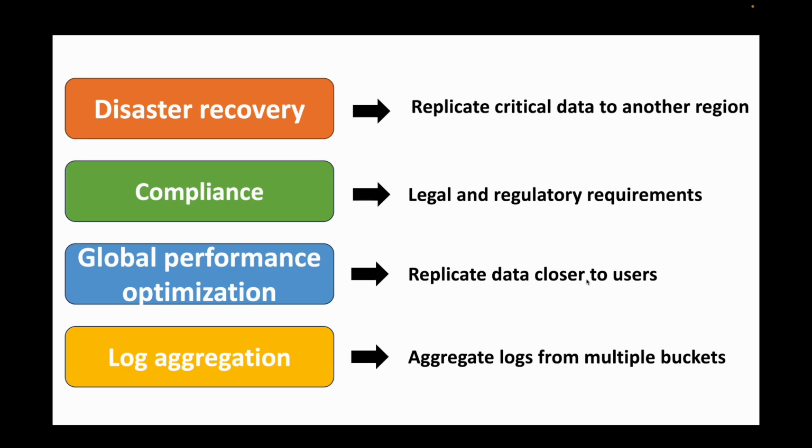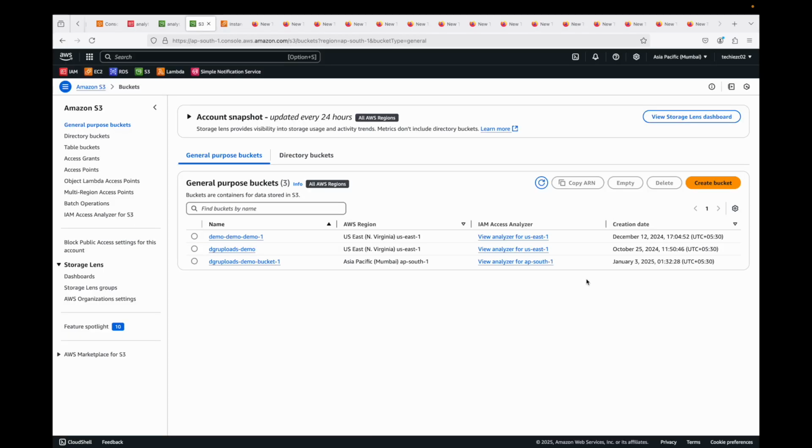Now, let's see an example for this. What we will do is set up a cross-region replication for an S3 bucket. We will replicate the data from the source bucket. In the example, let's say these are the two buckets we are going to use. We have one bucket which is in the North Virginia region, and another bucket which is in the Mumbai region. So basically, this will be my cross-region replication.